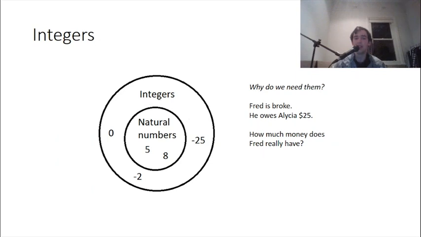And so we had this idea of negative numbers, and we needed a new group of numbers, and that was called integers. So natural numbers are also integers. Integers include 0, -2, -25, and also 5 and 8.